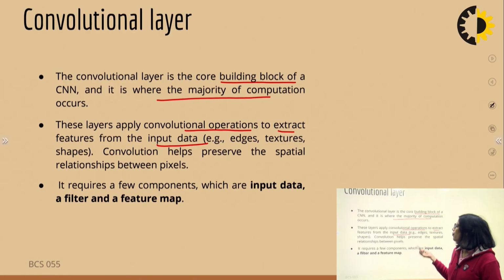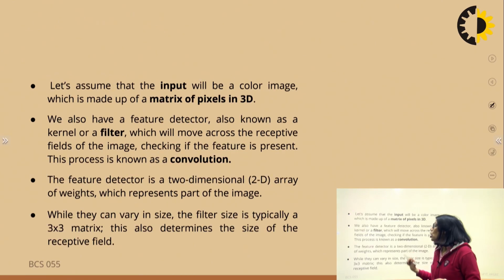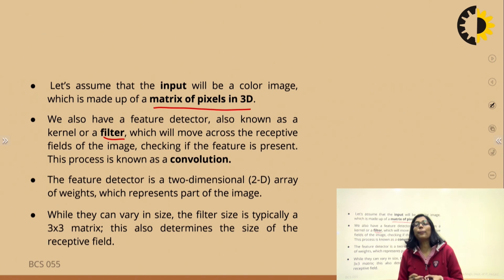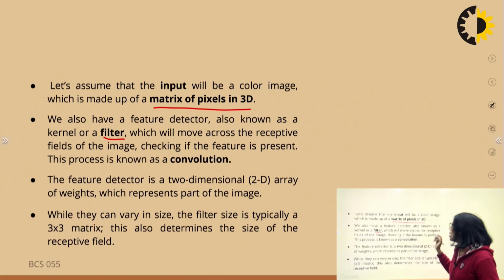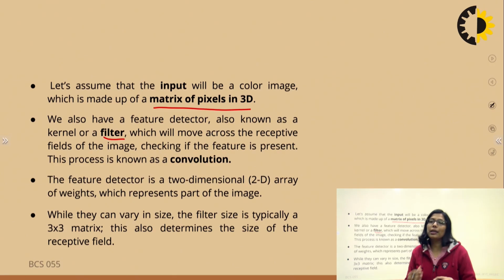So here we have majorly 3 components. First is your input data, then I have a filter, and then I have a feature map. Basically the input is just a matrix of pixels, RGB pixels in 3D. This is my input. What is a filter? A filter depicts a feature that we are trying to identify in an image. So this filter will move across the whole image, and wherever that feature is present, the filter will tell you yes.